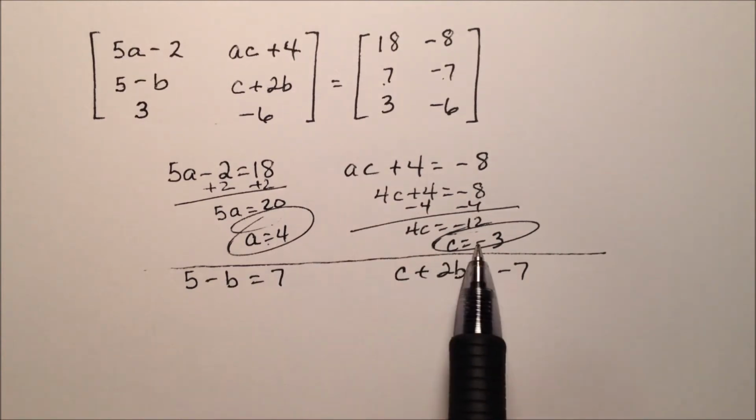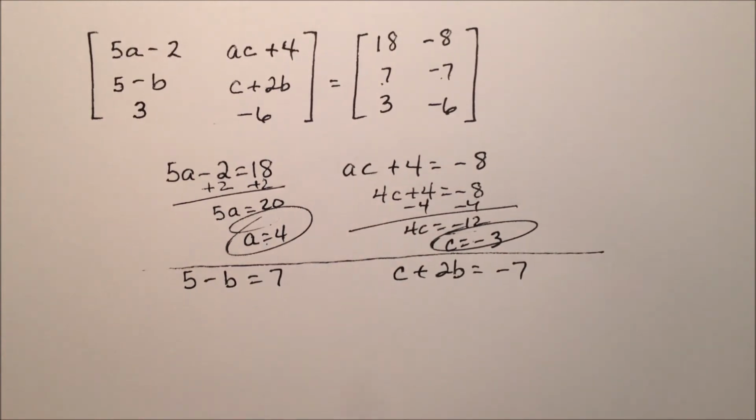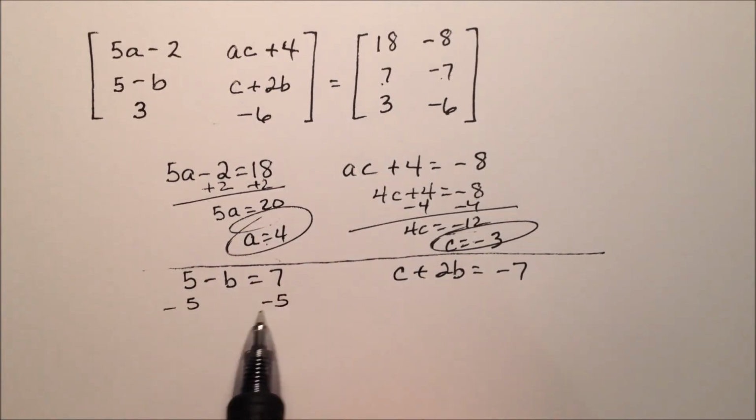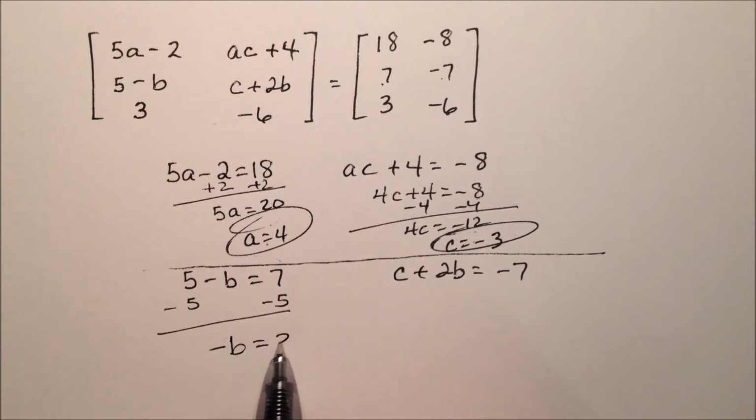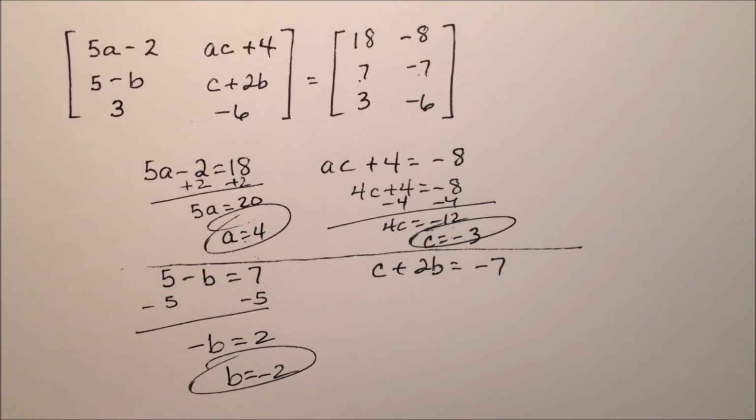So I have values for a and c now. So I can just solve for b on this equation. So subtract 5 from both sides. Negative b equals 2. So b equals negative 2.